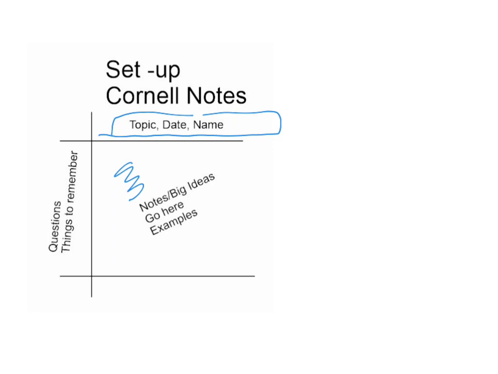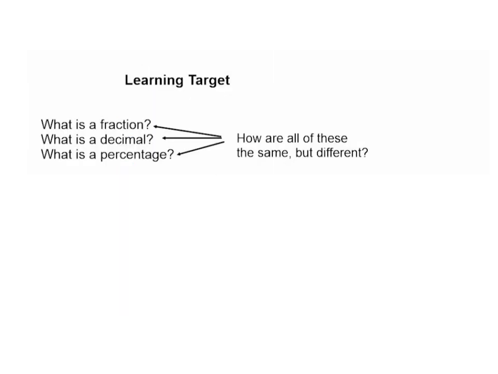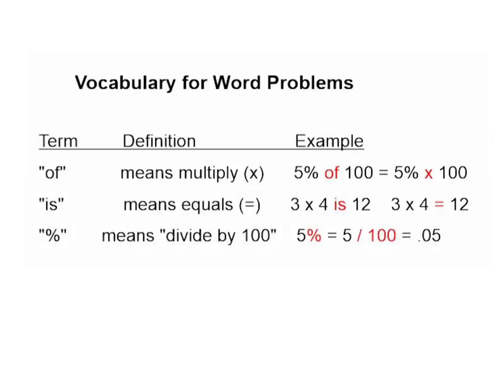All right, our learning targets today are: what's a fraction, what's a decimal, and what's a percentage, and how are they the same but different. Write that across the top. All right, I want you to write some vocab down underneath your learning target.